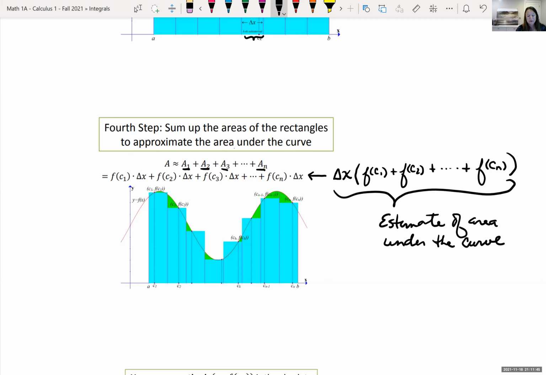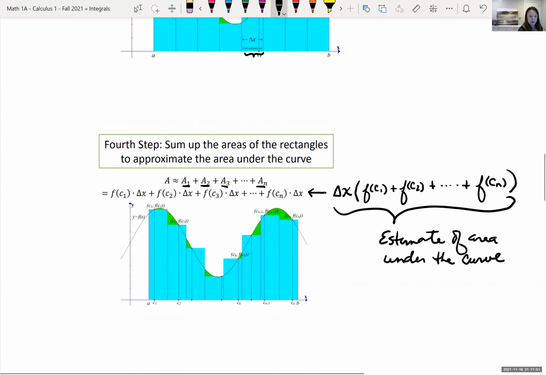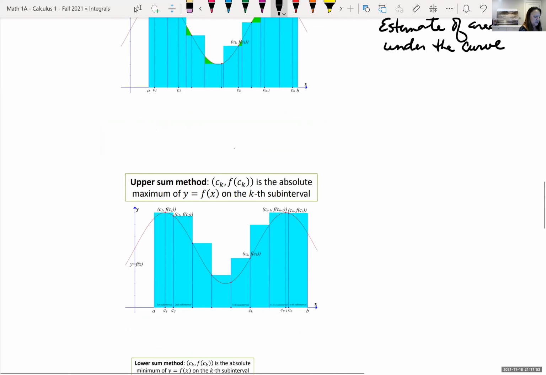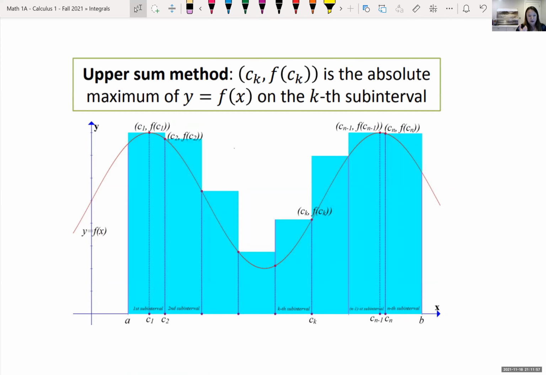Okay, so the height can be done in multiple different ways. One of the ways is called the upper sum. What we're doing for the upper sum is that you're going to split up your rectangles into different rectangles. And the upper sum, it's the point c_k, f of c sub k, which is the absolute maximum of y equals f of x on that kth subinterval.